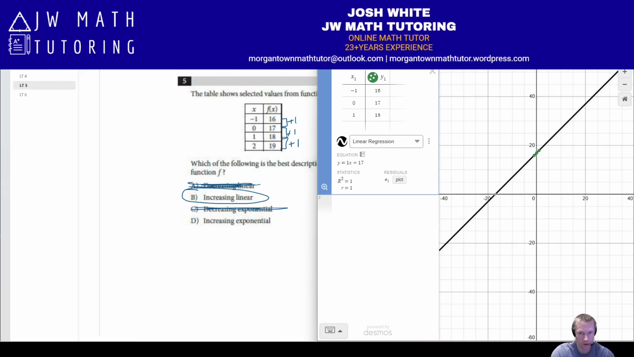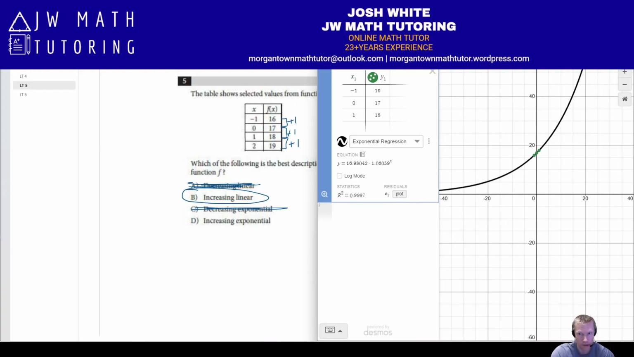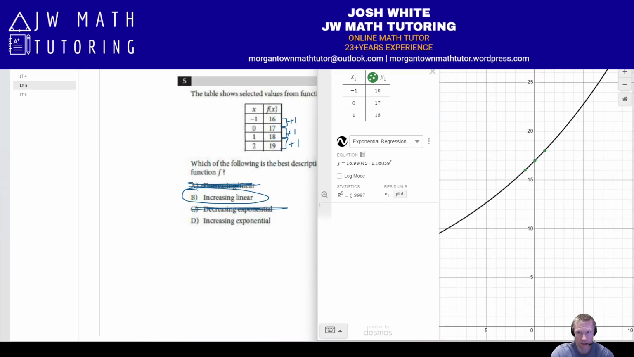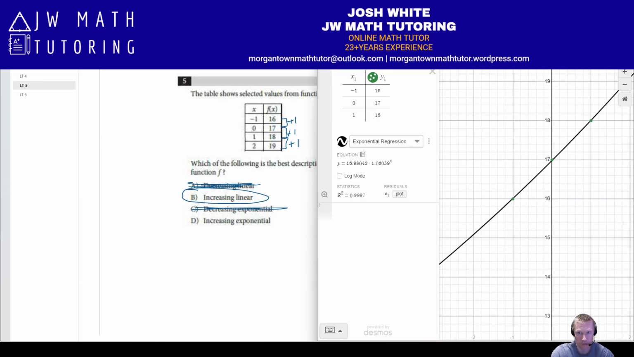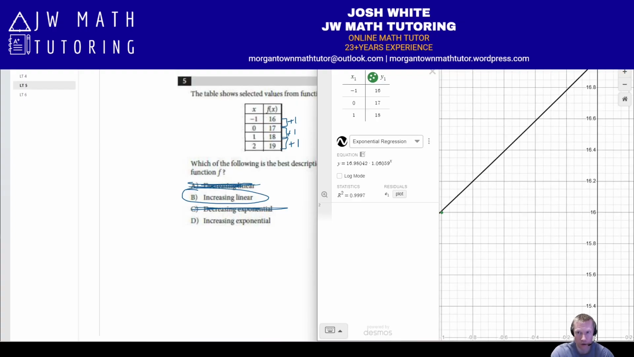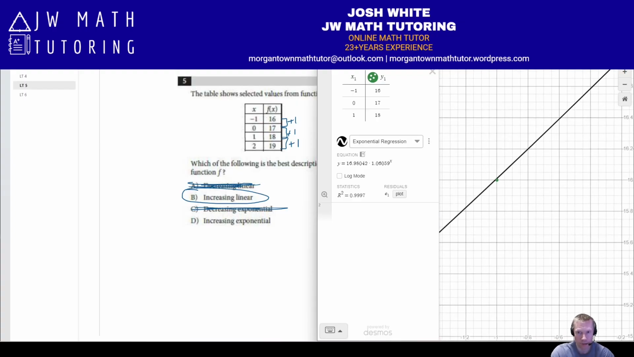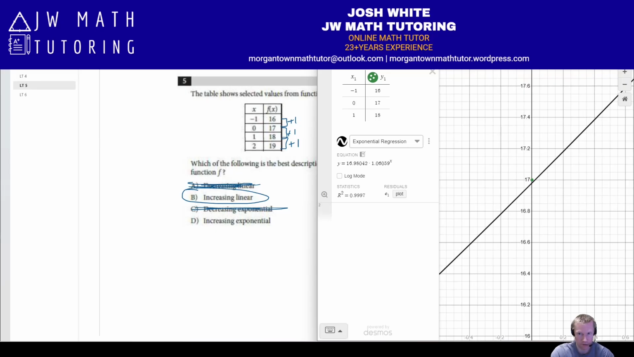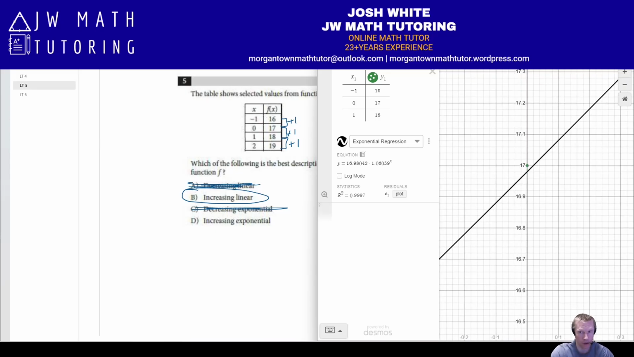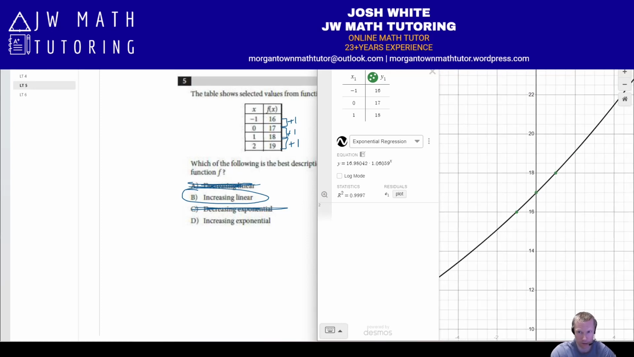But if you try to do exponential, notice the r squared here is not 1. Okay. So that tells you that it's not a true, perfect fit to these points. And if you zoom in close enough, you can see the points are not actually on the function itself. It looks like they are when you're zoomed out, but when you're zoomed in here, you can see, no, this point right here, 0.17, it's not on the function. So that's what tells you it's not an exponential function.